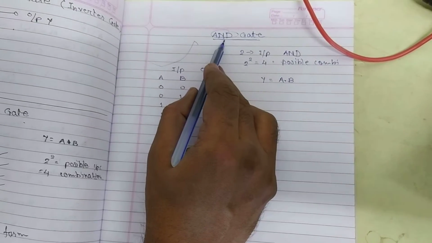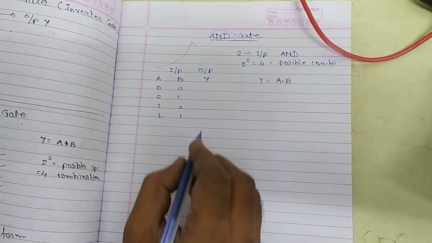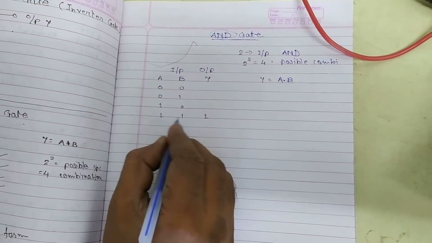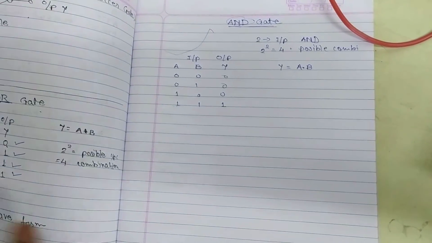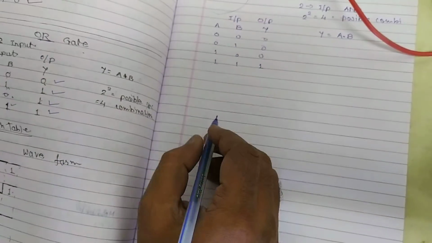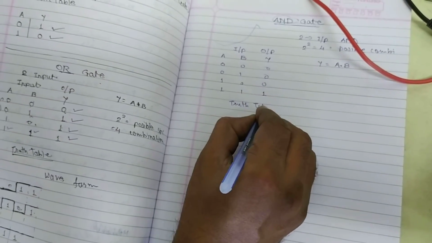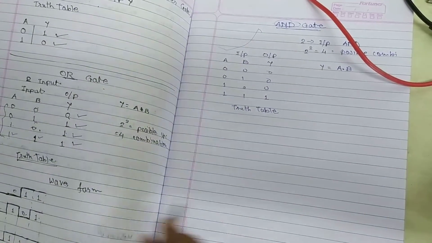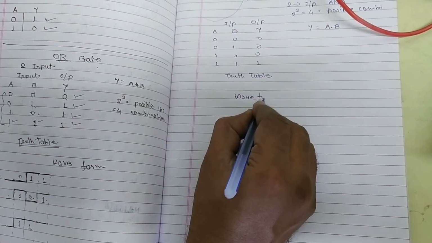Now as this logic gate says, when A and B both are high, then and then only its output will be 1. So write 1 over here because both are high. Otherwise write 0. So similarly, this is the truth table, and we have to draw the wave shape also. So its waveforms are like this.